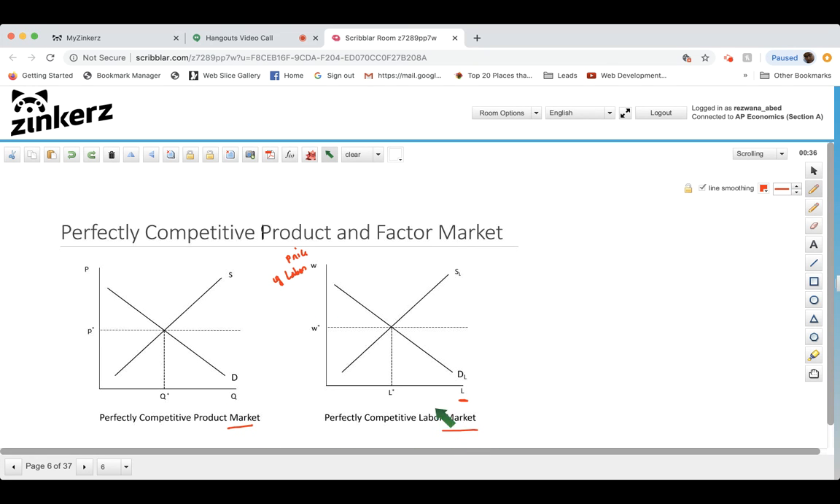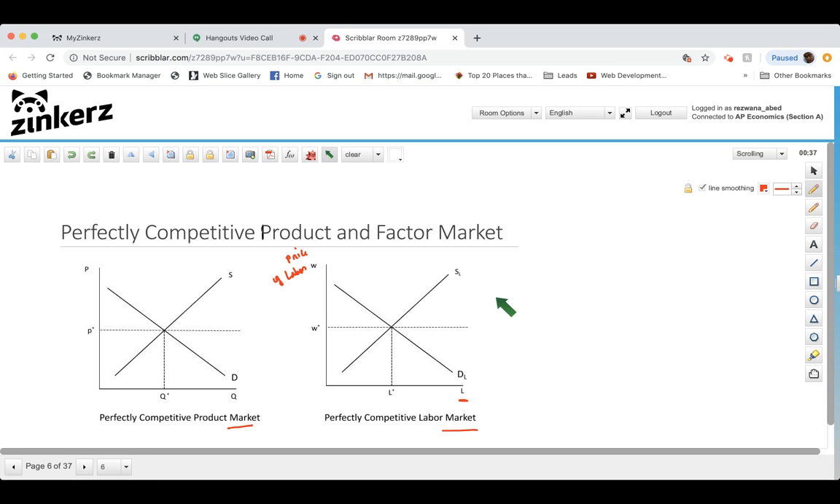I just wanted to mention that we only saw the market graphs. The graph for individual firms is going to look a little bit different, because we said that individual firms here are wage takers. We'll see that later on when we go into this in more detail. This is the labor market graph, not the individual firm's demand and supply.